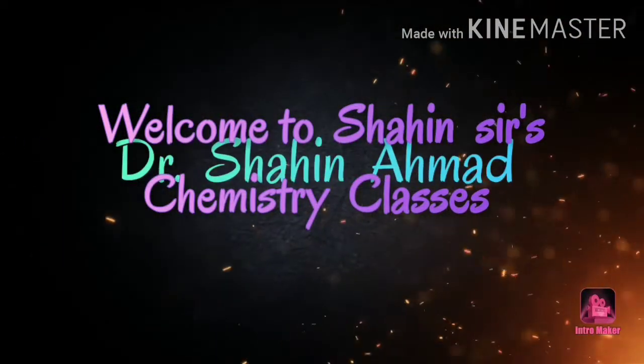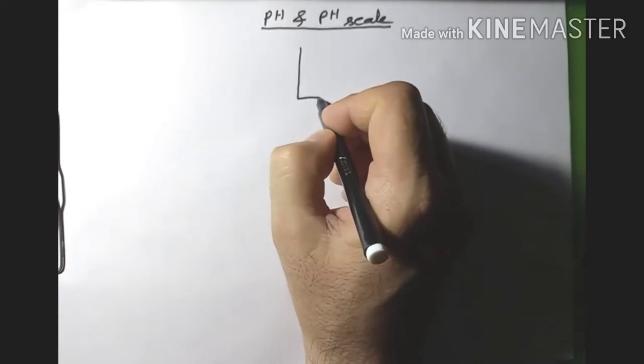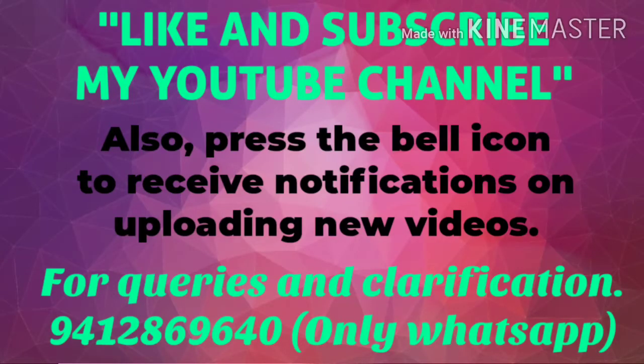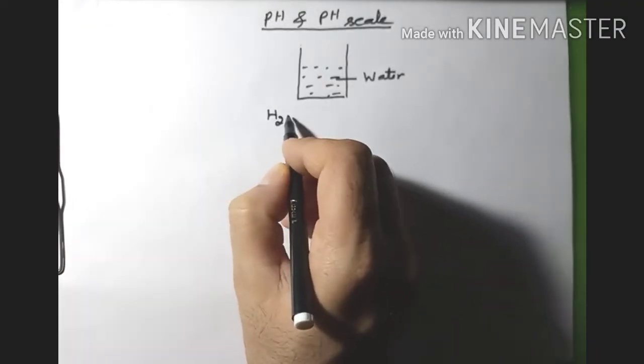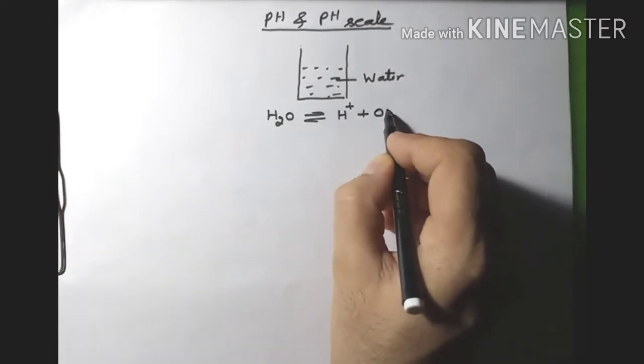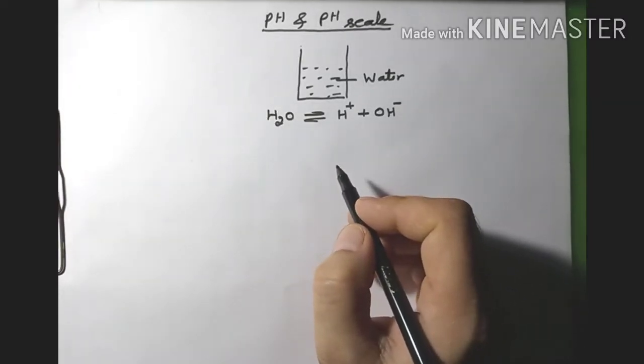Suppose in one beaker I take water, simple water. Water has a unique ability to ionize itself, and that is called self ionization of water. If I take water, water dissociates into the H plus and OH minus ion, and this is called self ionization of water.